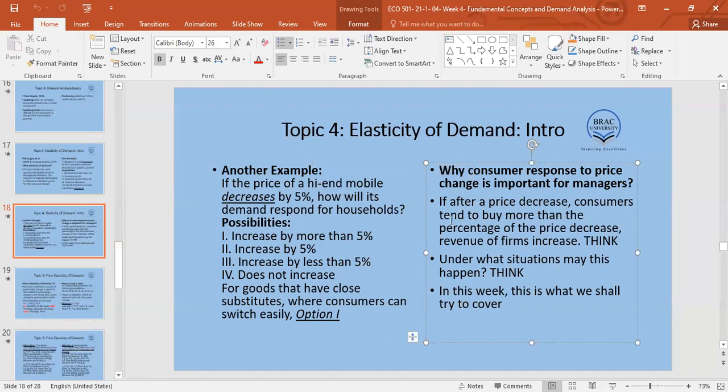Why is consumer response to price change important for managers? What happens after a price change depends on the nature of the good. If it's like insulin, if it's like salt, then we know that people's demand is not going to respond that much. In that case, increase the price to increase revenue. If it is price responsive, that means the elasticity of demand is greater than 1, then reducing the price will help us to increase revenue.